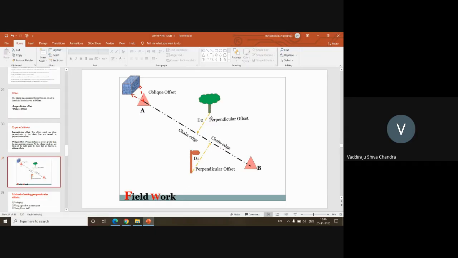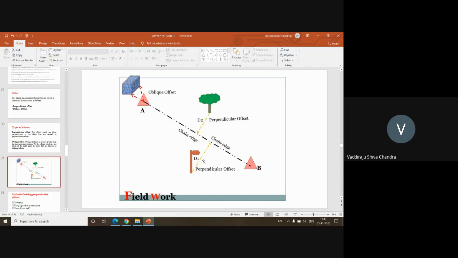Here you can see D1 and D2 distances are there. These are the distances of the offsets, and these are perpendicular offsets. If I want to determine at what distance this tree is from the chain line, or at what distance this flagpole is from the chain line, these lateral distances from the chain line are called offsets. These are used to establish points in the field or to determine the position of points available in the field from your main chain line.